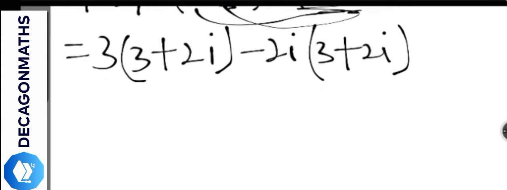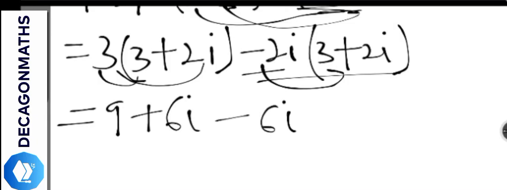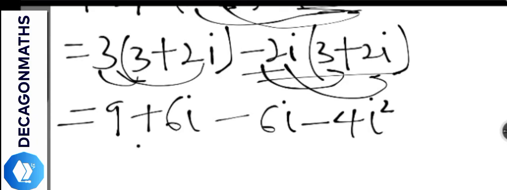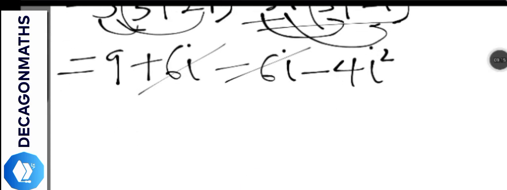Okay, so 3 multiplied by 3 is equal to 9, and again 3 multiplied by plus 2i gives plus 6i. Now we move on to this part. So minus 2i multiplied by 3 gives minus 6i, while minus 2i multiplied by 2i gives minus 4i squared. So obviously this cancels this out. So now we are left with just 9 minus 4i squared.